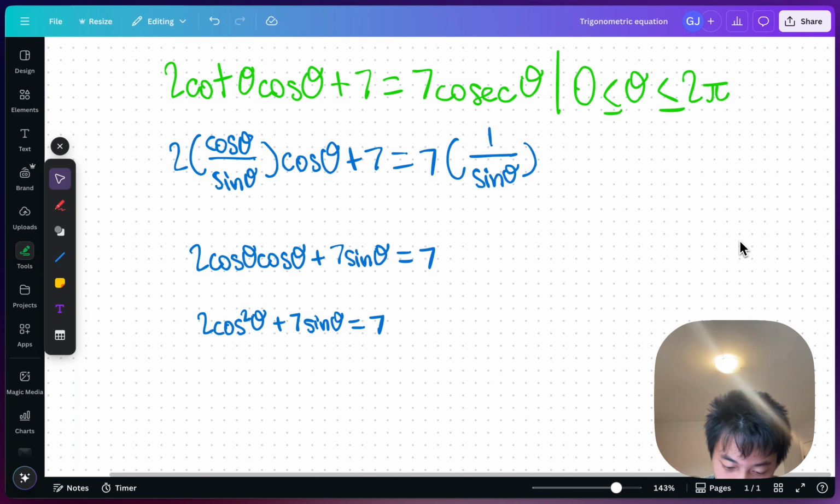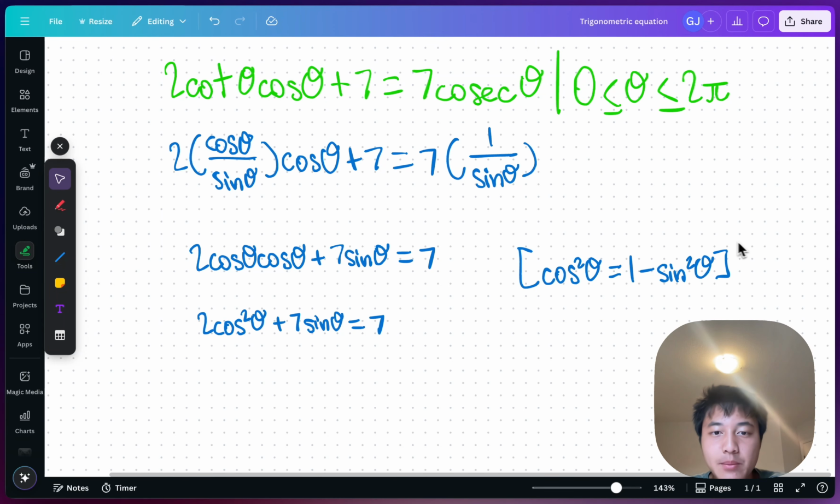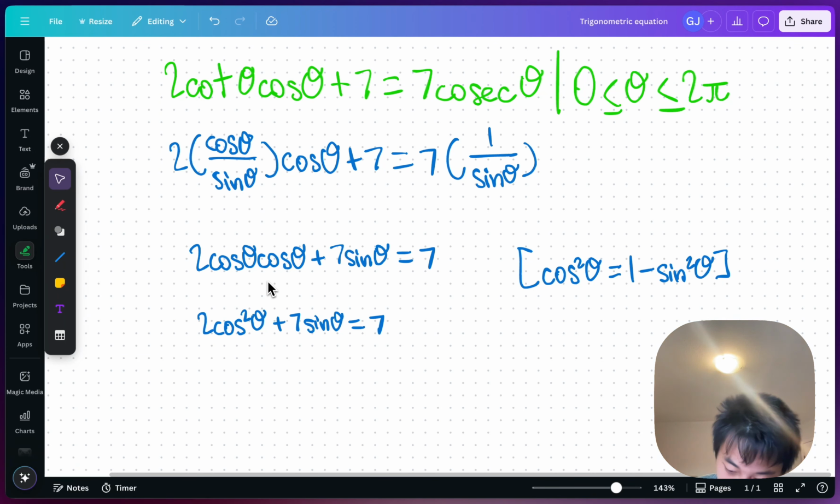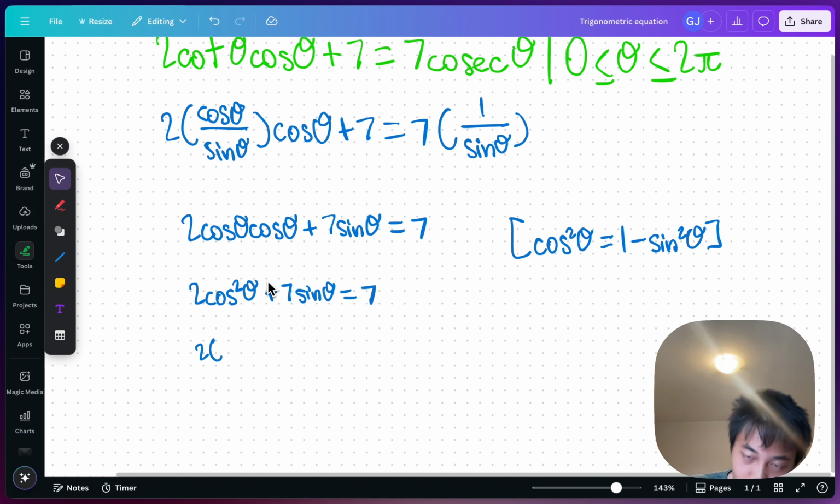And now we want it to be all in one trigonometric function, so we can recognize that the trigonometric identity cosine squared plus sine squared equals 1, and we can isolate for cosine. So cosine squared will be equal to 1 minus sine squared. I have the formula booklet here as well. We're just isolating for cosine squared, and then we can substitute it here. So we get sine as the one trigonometric function. Substituting it here will be 1 minus sine squared plus 7 sine equals 7.